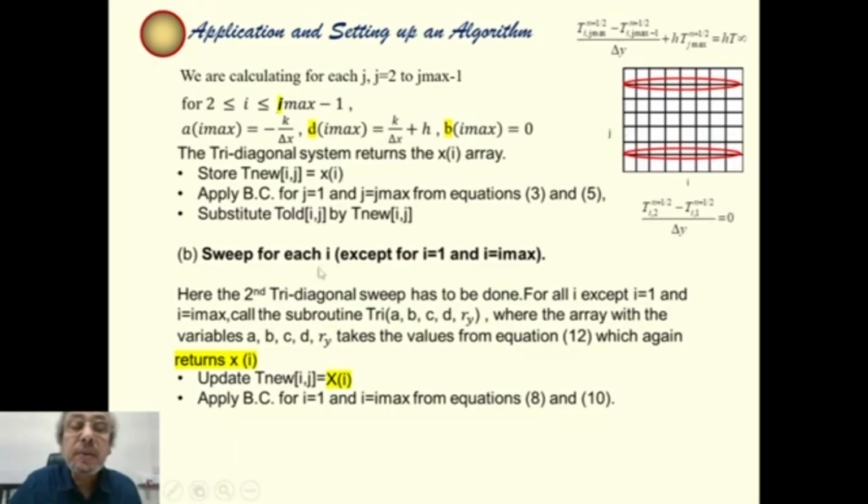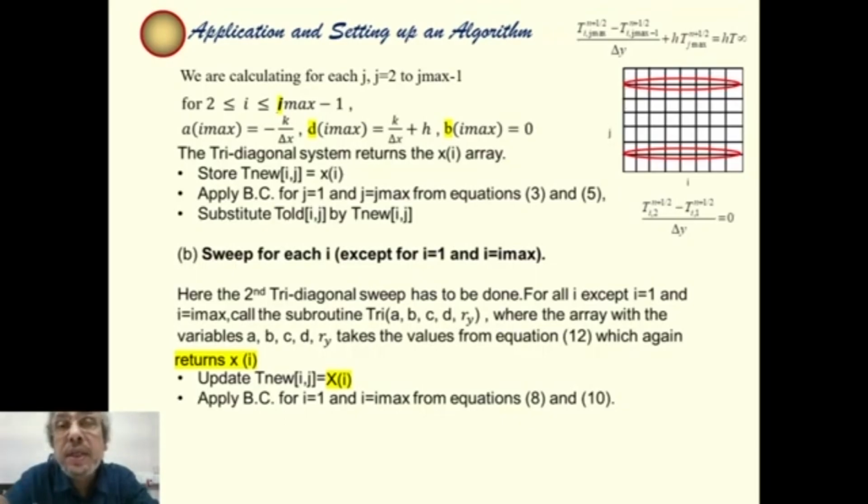That means we will fix I points except for I equal to 1 and I max, but any intermediate point, say I equal to 3. Then we will vary j equal to 2 to j max minus 1, and we will form from equation 12 a tridiagonal matrix. We'll solve that. All the points will be evaluated. We'll go to I equal to 3.